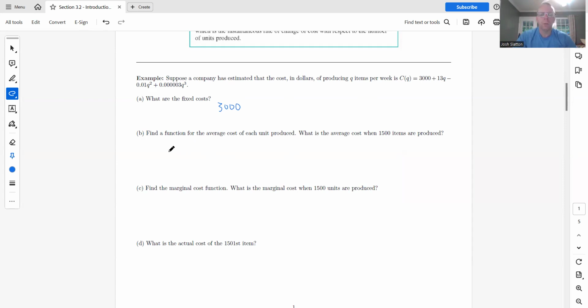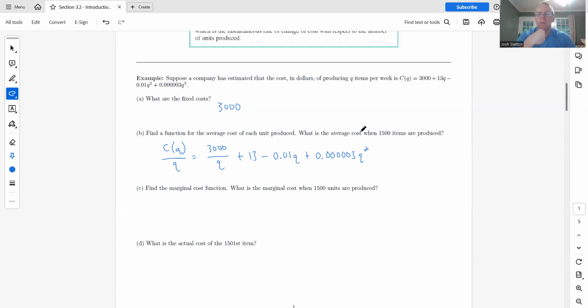Find the function for the average cost of each unit produced. All we do is take C of Q and divide it by Q. So we have 3,000 divided by Q, and then term by term, divide by Q. So we have plus 13 minus 0.01 Q plus 0.00000 (five zeros) 9 Q squared. And so that is our average cost.